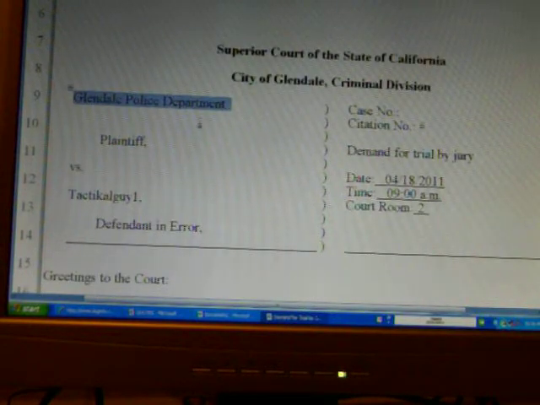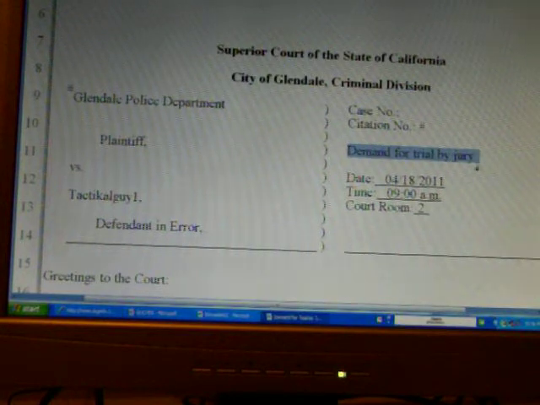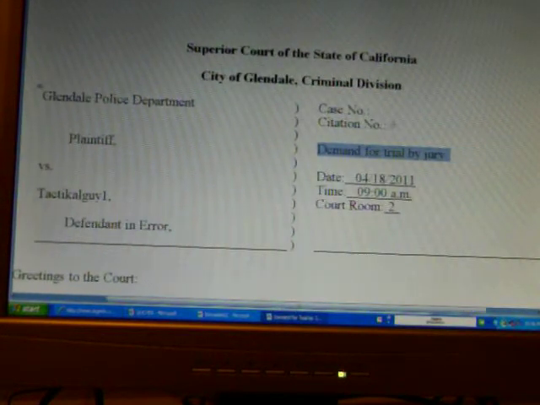When you start learning and understanding the law, you realize why you put this and not People of the State of California, because it never became that. Then of course versus little old me, Tactical Guy 1, defendant in error. So now I'm going to title it Demand for Trial by Jury, and I'll just say it's tomorrow's date, 4/18/2011, 9 a.m., room 2.